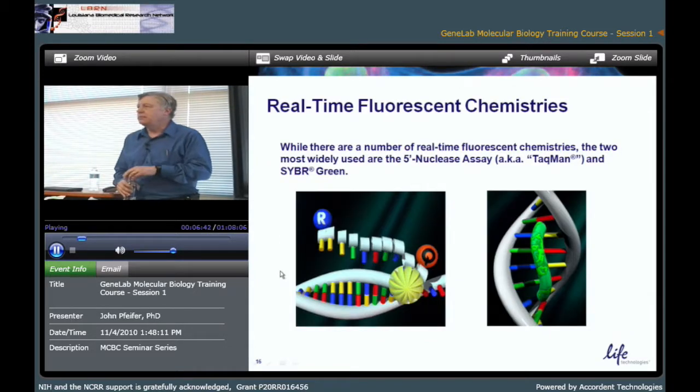A fundamental component of real-time PCR is the fluorescent chemistry. Now, there are many of them out there, but certainly by far and away, the two most commonly used are the 5' nuclease assay, commonly referred to as TaqMan, and our company came out with this in 1993, and in 1998 we came out with an alternative called SYBR Green. So let's start with TaqMan.